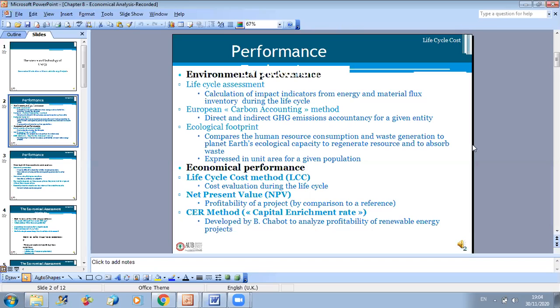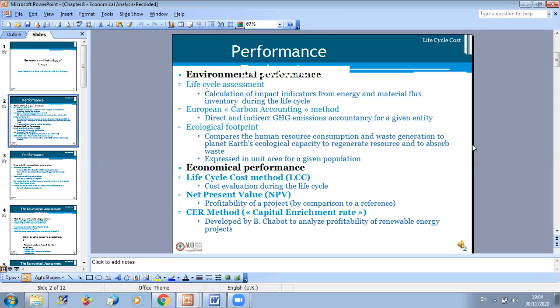For example, in this case, we can see what is the impact of all materials used in this project on the life cycle. Another issue is the carbon accounting method, which considers the amount of direct and indirect greenhouse gas emissions related to the project. Another factor is the ecological footprint, which compares the human resource consumption and waste generation to planet Earth's ecological capacity to regenerate resources and to absorb waste.